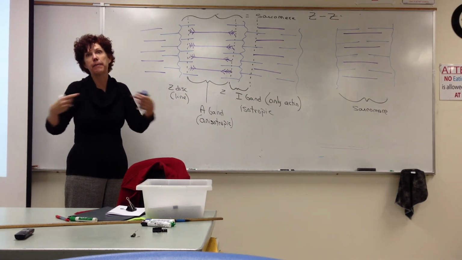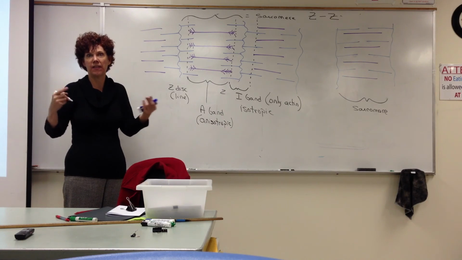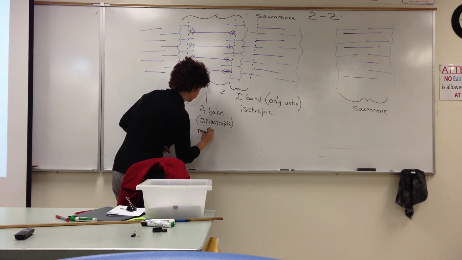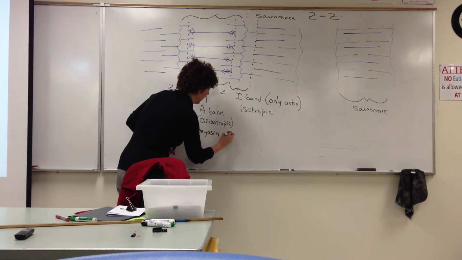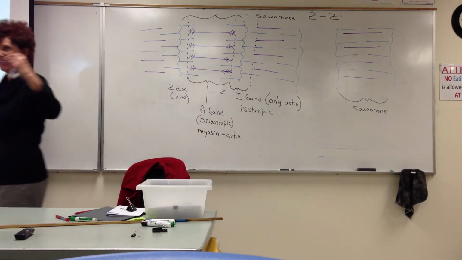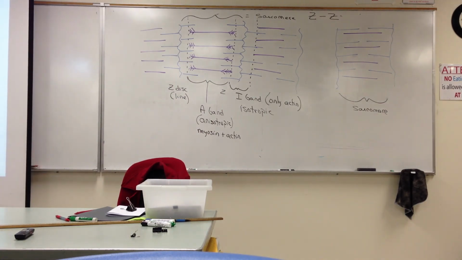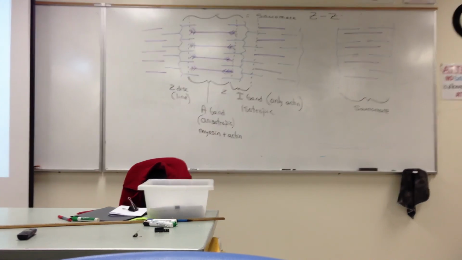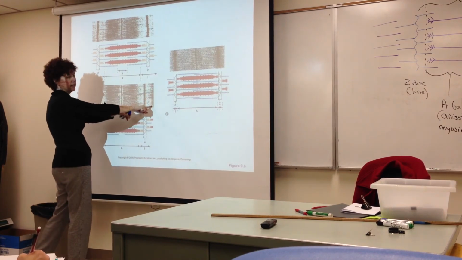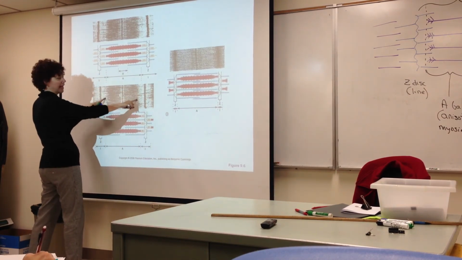And it's not only myosin, but it's the width of the myosin. So it's going to have overlapping actin to different amounts depending on whether the muscle is contracted or not. So it's myosin plus actin. But the width is determined by the length of the myosin filament. So this would be the A band right here. Okay? So I band, A band.